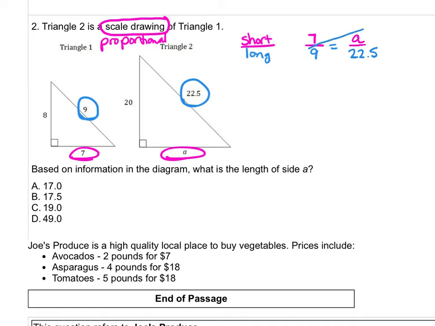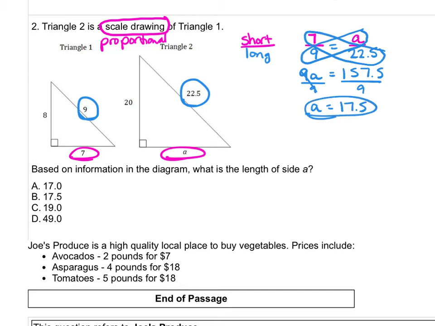So I'm going to cross multiply. 9 times A is 9A. 7 times 22.5, I'm going to go to my calculator and type that in. And I get 157.5. We want to get rid of 9, so we're going to divide both sides by 9. And we get A is 17.5. And if you look at your answer choices, A was the shortest side of that second triangle, and 17.5 is a little shorter than 20, so that seems to be a reasonable answer.